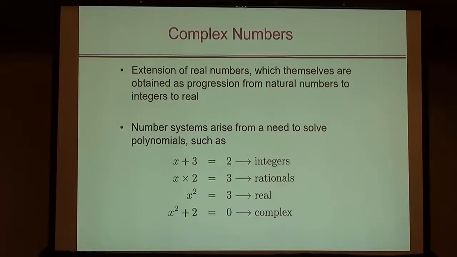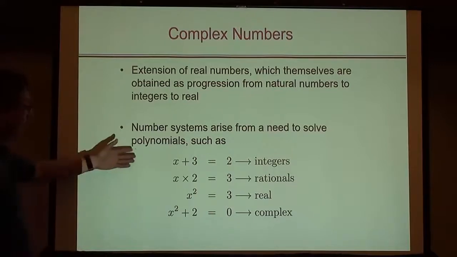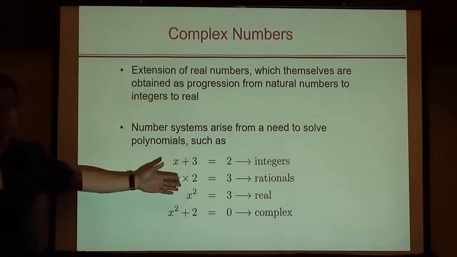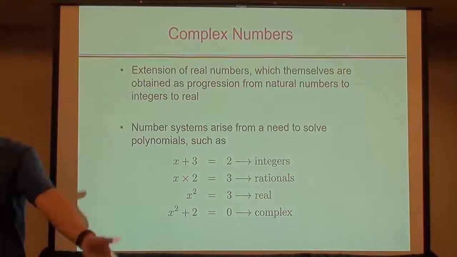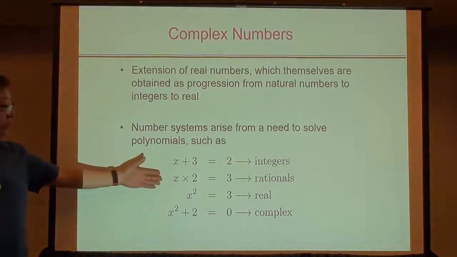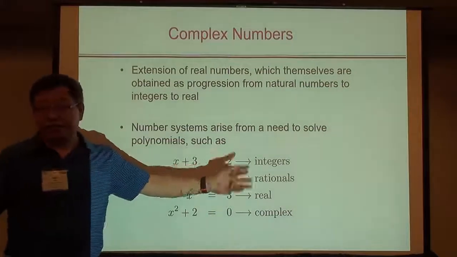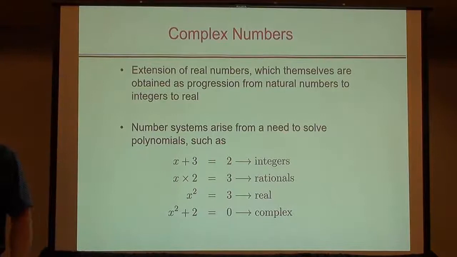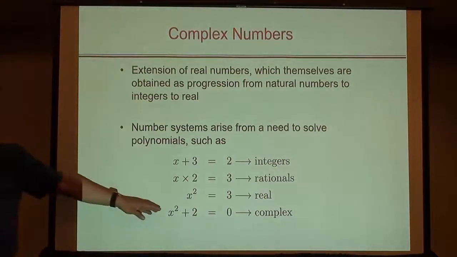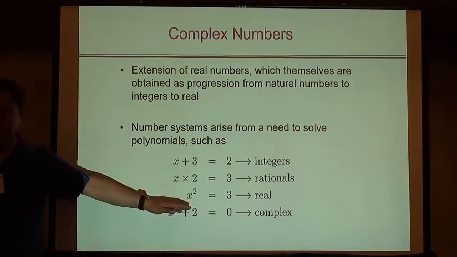So complex numbers are well known from the classes that you have taken. Basically, it's an extension of the numbers that we have learned. Initially, we have integers, counting apples and oranges, right? Then we have rationals, fractions. Then we have real numbers that occupy the entire real axis. And then the next one is complex numbers.